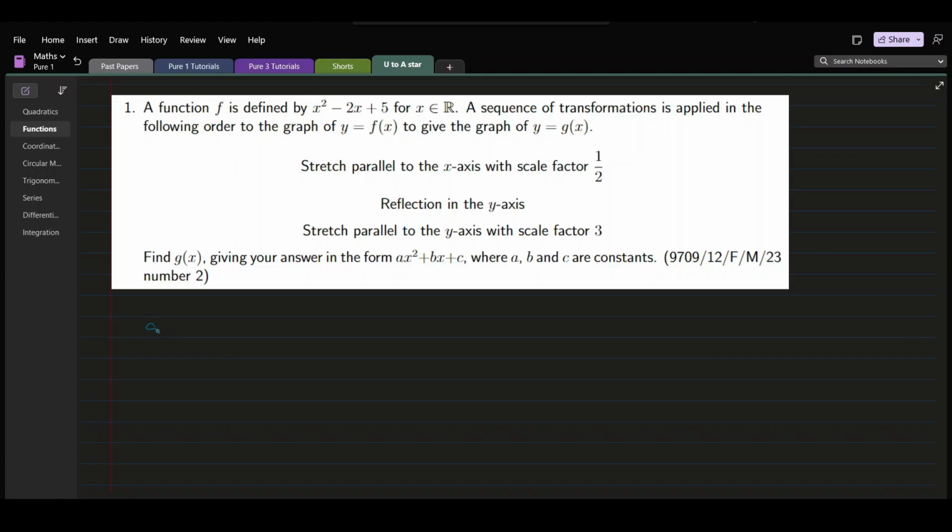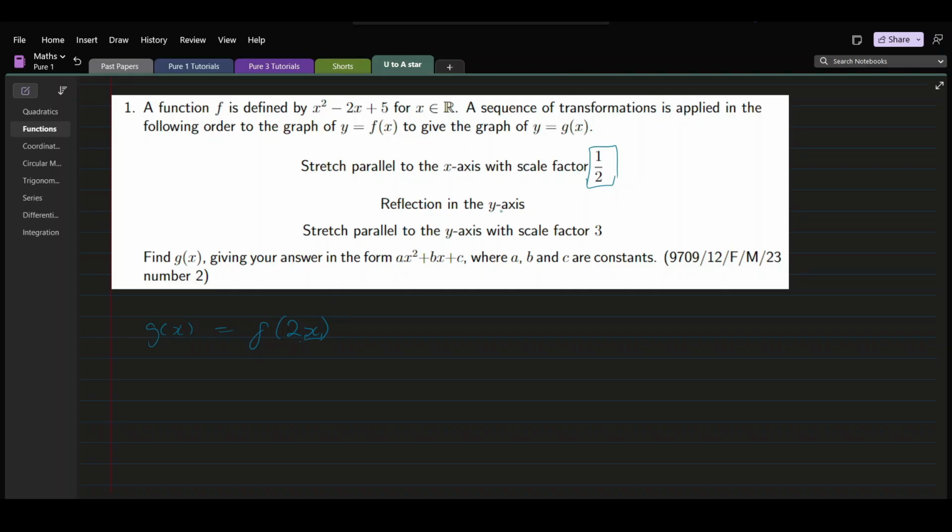So we can write g of x as a transformation of f of x. First we have a stretch parallel to the x-axis with a scale factor of half. So we can write that as f of 2x. If you have a stretch in the x direction, that means you're multiplying x by the reciprocal of whatever the scale factor is. Our scale factor here is half, so our reciprocal is 2. So f of 2x represents a stretch parallel to the x-axis with scale factor half.